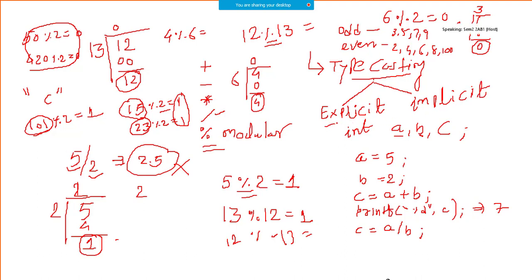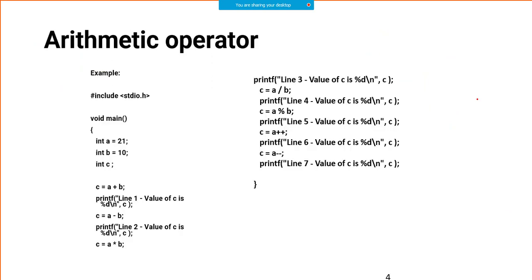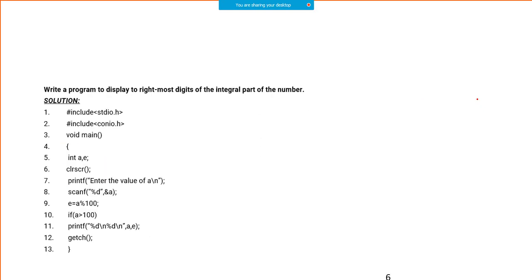ये explicit कौन करता है? हम कर रहे हैं. Implicit who will do? Compiler will do, right? So there are two types of casting, explicit and implicit. I hope it is clear. Right now I have already explained to you multiply, divide, addition, subtraction, modulos, right? ये मैंने पूरा आपको समझा दिया है. There is no doubt now, right?